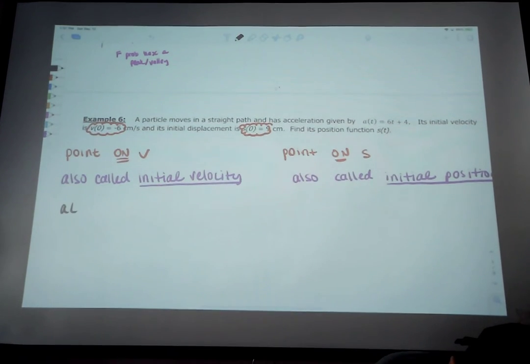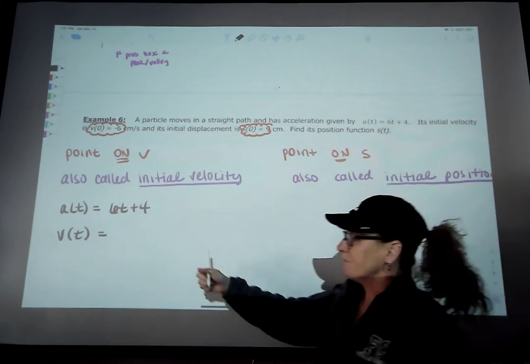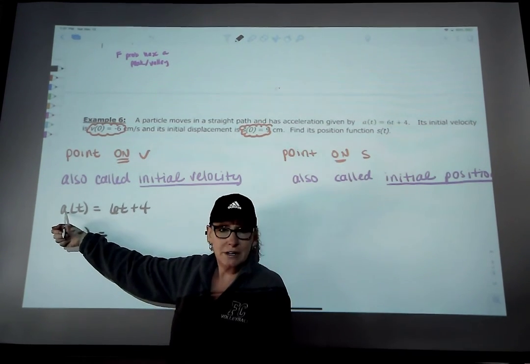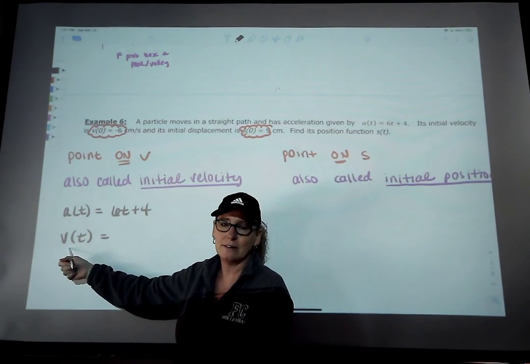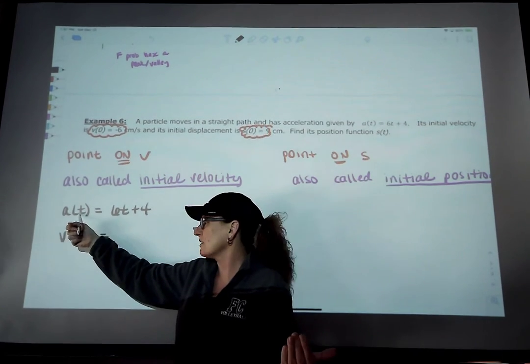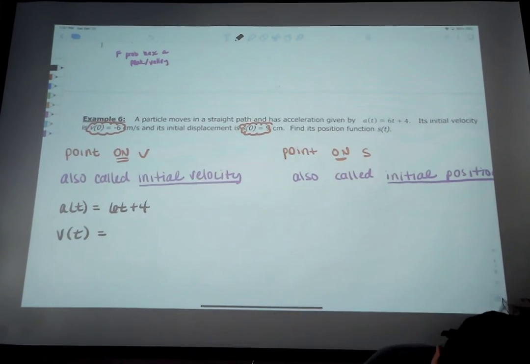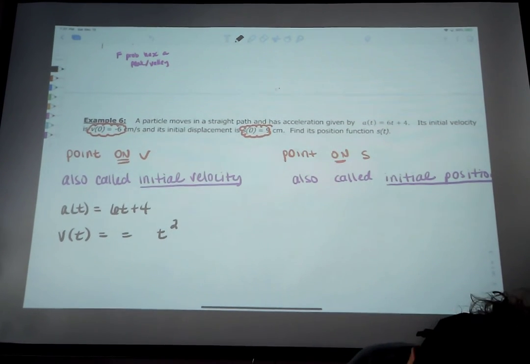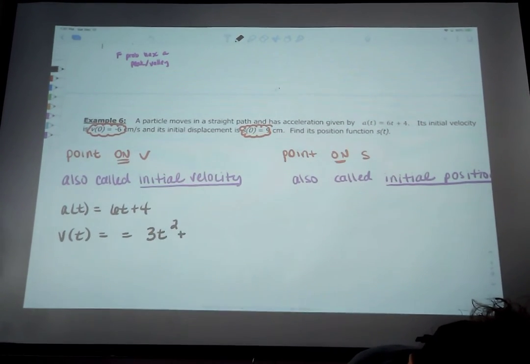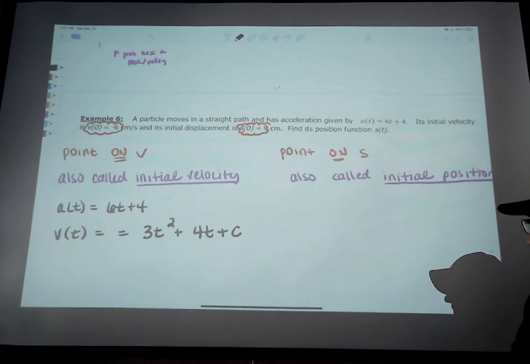So I'm going to write my acceleration function, 6t plus 4. I'm going to do an antiderivative on it. Now, you could call it big A, but it would be kind of weird. If we're looking at acceleration and doing an antiderivative, let's call it v. That makes so much sense. We raise the power and divide, throw a t on there, plus c. That's your general antiderivative for velocity.